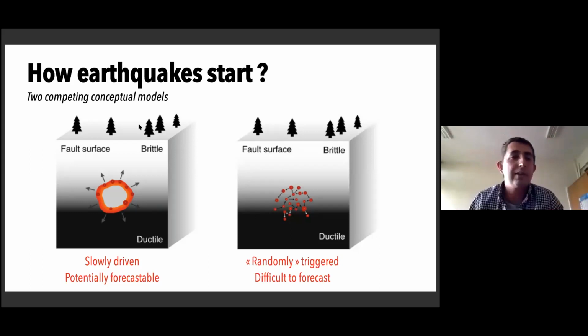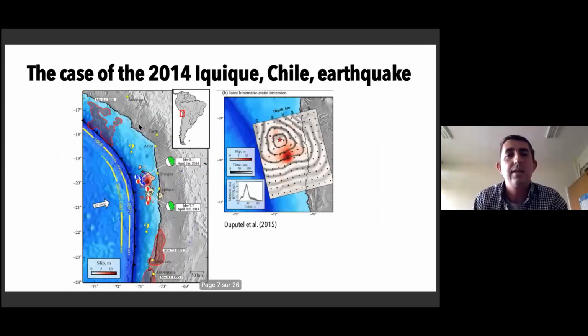And so you have examples in nature of these two types of end-member models, but there was one earthquake in particular that crystallized the whole debate about whether earthquakes start as slow slip or whether earthquakes start as cascades. And this earthquake is the Iquique earthquake that occurred in Chile in 2014, in the northern part of Chile. So this is the region of the Iquique earthquake.